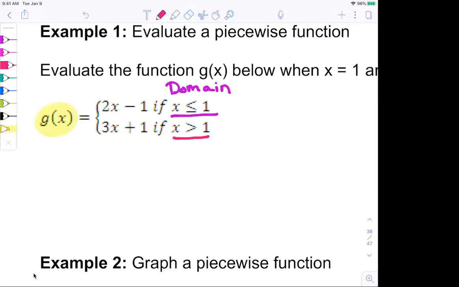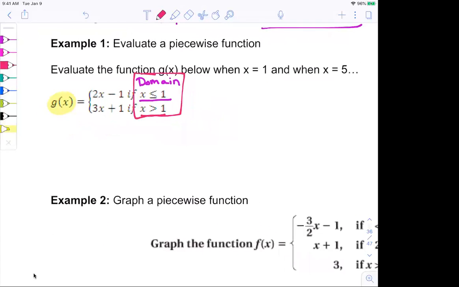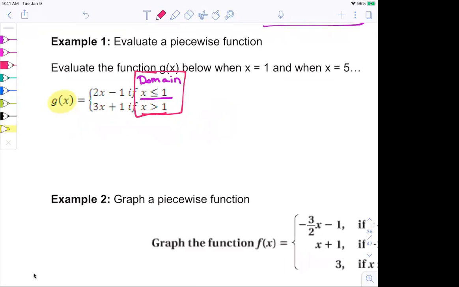So I can't use both. So you're picking a piece to use. Which equation can I use based off of the x value that you're given? So it's all dependent upon the domain. The domain is actually the important part. I need to use the domain to determine which piece of the function that I need to use. So this one says to evaluate g of x when x equals 1 and when x equals 5. So we're going to do two parts here, two different things. So they're telling us x is 1 and x is equal to 5.